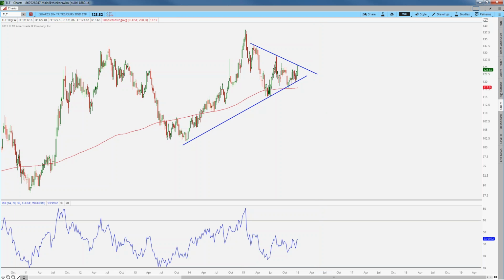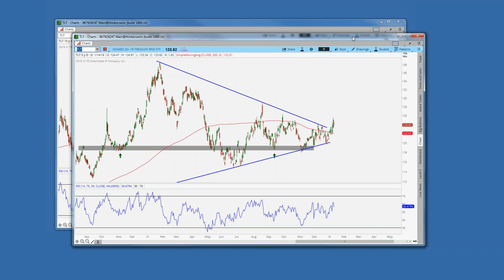Because on a relative basis, I think you can own TLT and short S&Ps against it, and that ratio that we looked at before, I think that skyrockets. So how high do I think that ratio goes? A lot higher than it matters to be in it at this point.